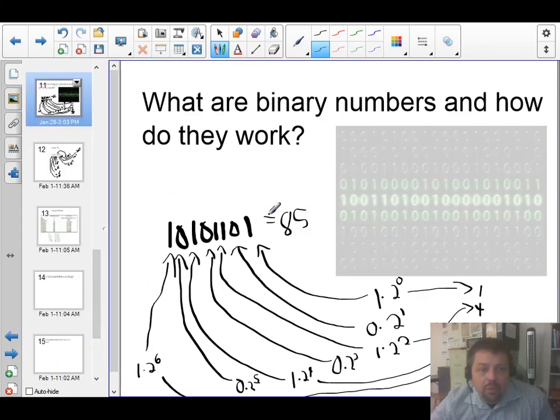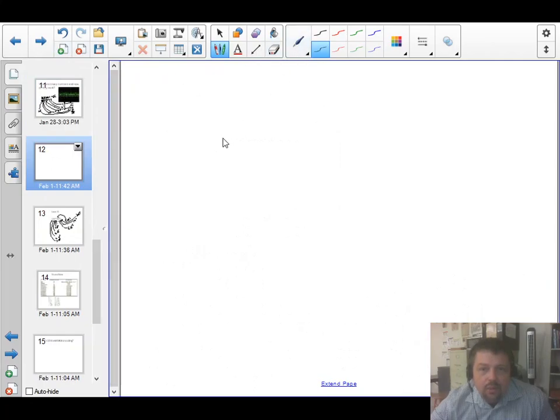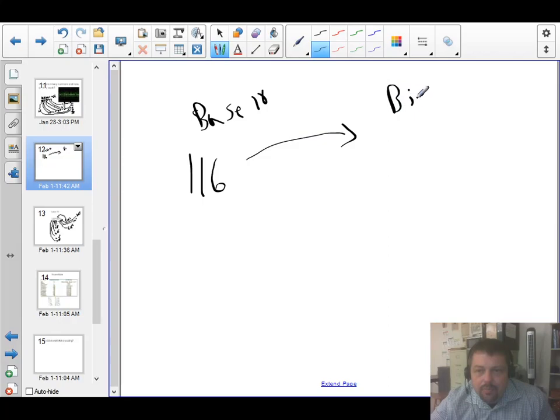How would we go from a real number to a binary value, you might wonder? Well, let's do an example of that. Let's say I want to encode 116 in binary numbers. So this will be a base 10 value, and we want to convert that to some binary value.